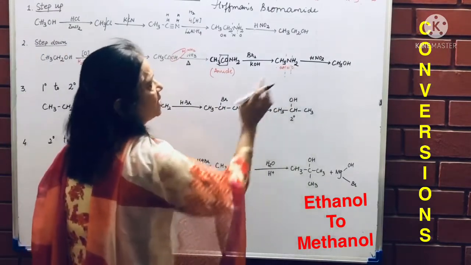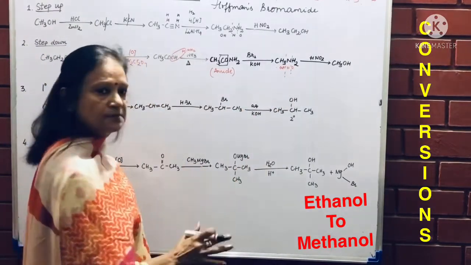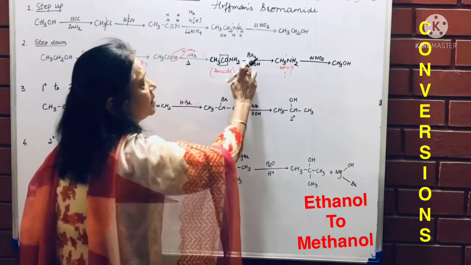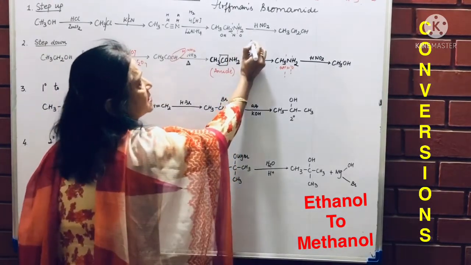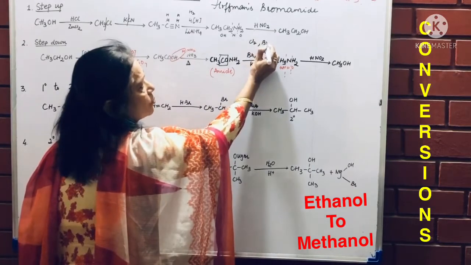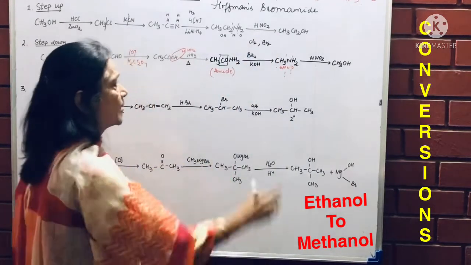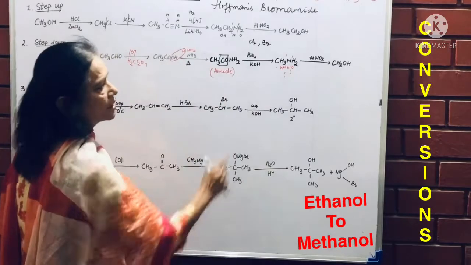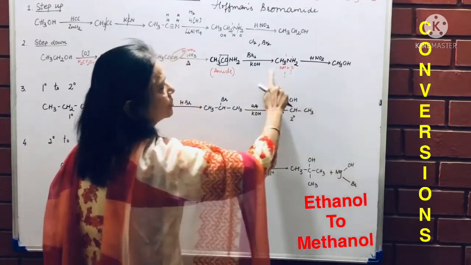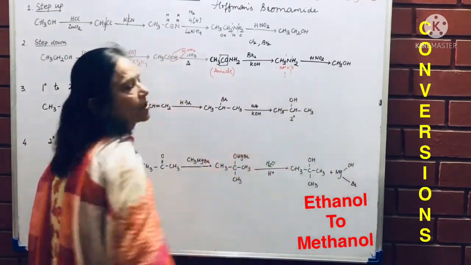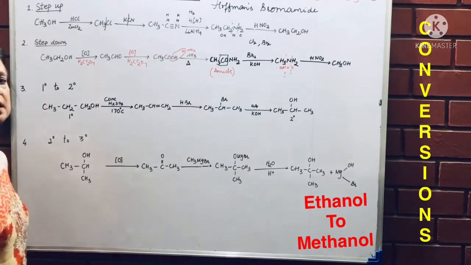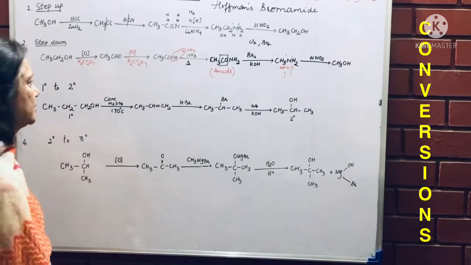So CH3NH2 is formed. Most children make a mistake in writing bromine. Like you write Cl2, same is with bromine, it is Br2. So this is formed. Again I have reacted with HNO2, and alcohol is formed, which now contains a lesser number of carbon atoms.